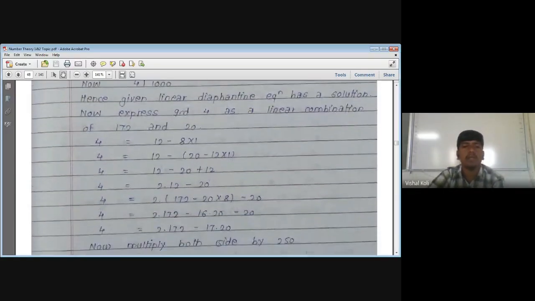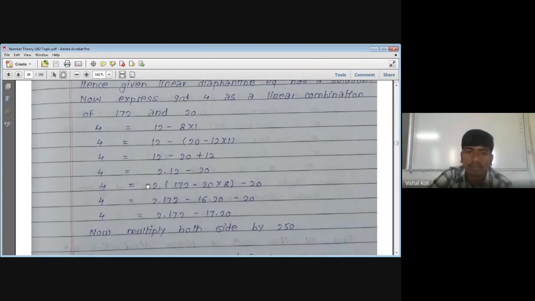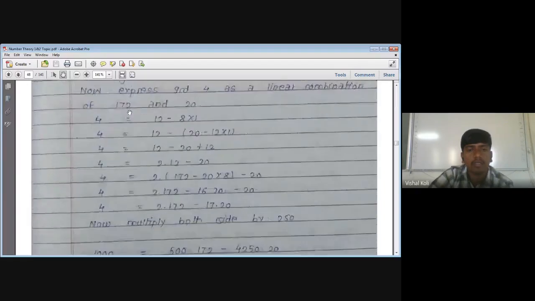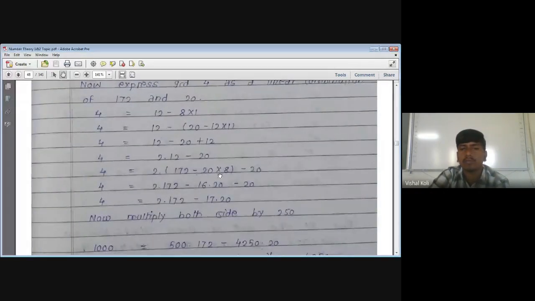Now we put the value of 12 from Euclid's algorithm, which is 172 minus 20 into 8. Putting this in the step, that is 2 times (172 minus 20 into 8) minus 20, which is 2 times 172 minus 16 times 20 minus 20. That is 2 into 172 minus 17 into 20, since minus 16 plus minus 1 is minus 17.